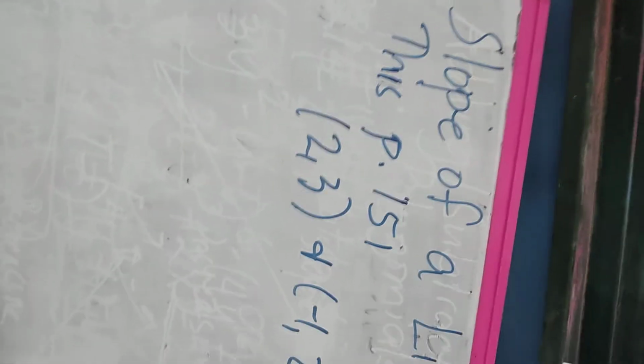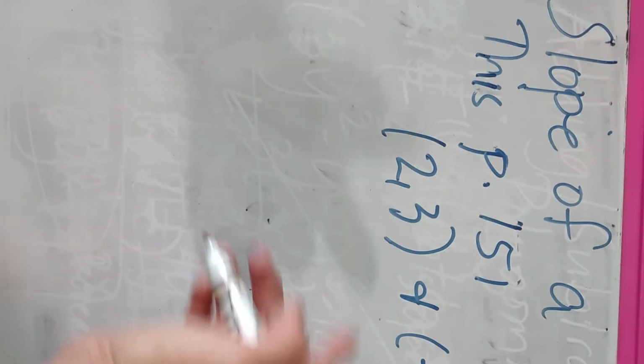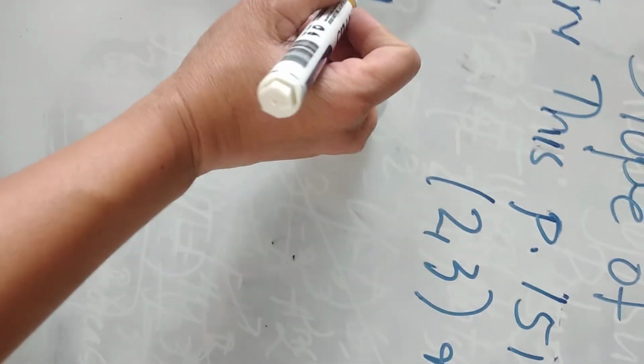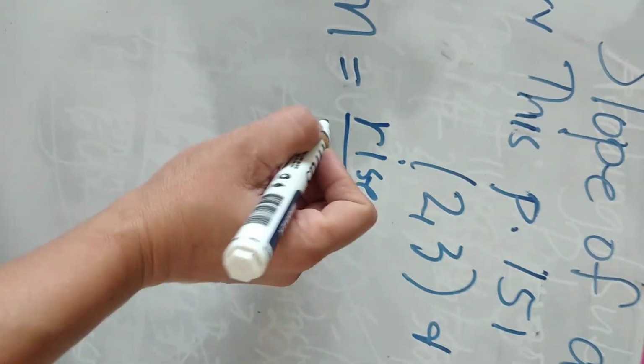Let us now continue. In your book on page 151, try this on top. It says there that you are to find the slope of a line that passes through these given 2 points. Remember the symbol of slope, it's m. And the meaning of slope, in formula, is rise over run.